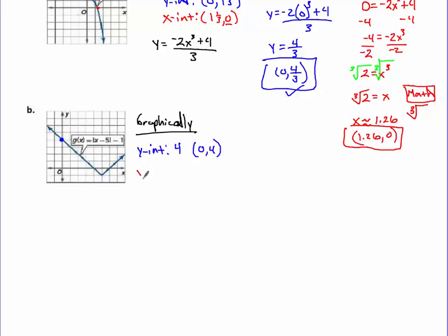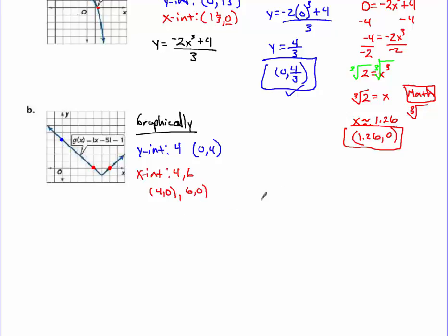And then I'm going to do my x-intercept. So x-intercept. 1 right there, 1 right there, 1, 2, 3, 4. So it looks like 4 and 6 are my x-intercepts. So that would be the point 4, 0 and 6, 0.